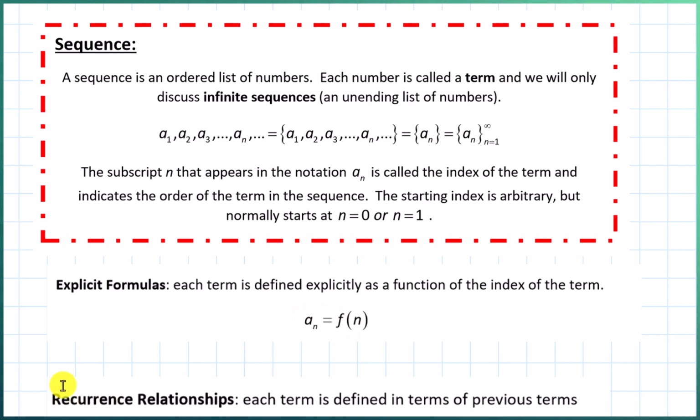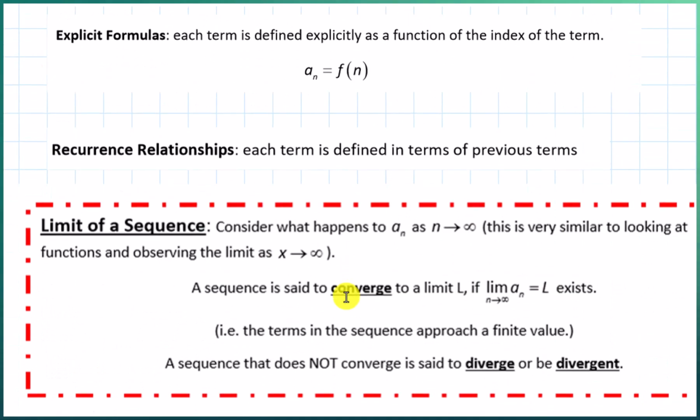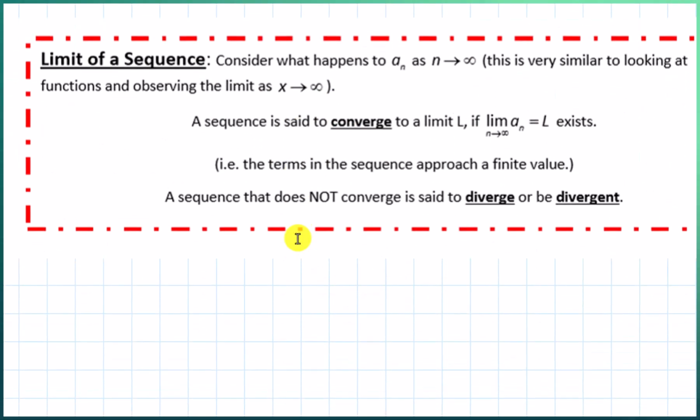But we could also write our sequences as recurrence relationships, or sometimes they are defined as recurrence relationships, where each individual term is defined based on the previous term. So that's where we're starting at, working with sequences. We played around a little bit with them in the last section, and we even started to consider what happens to those sequences as n, the index, goes to infinity. So let me get this on the screen.